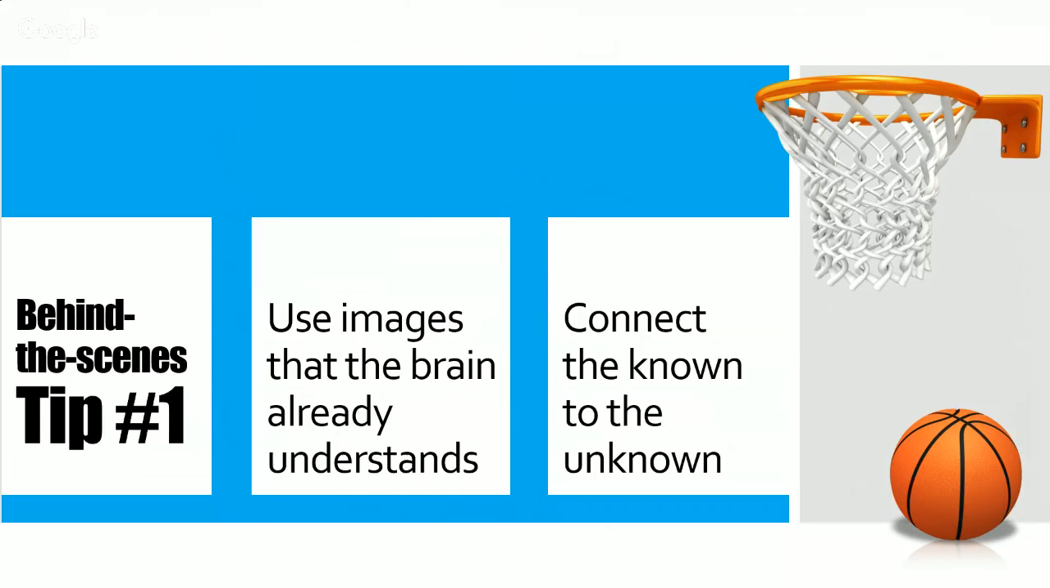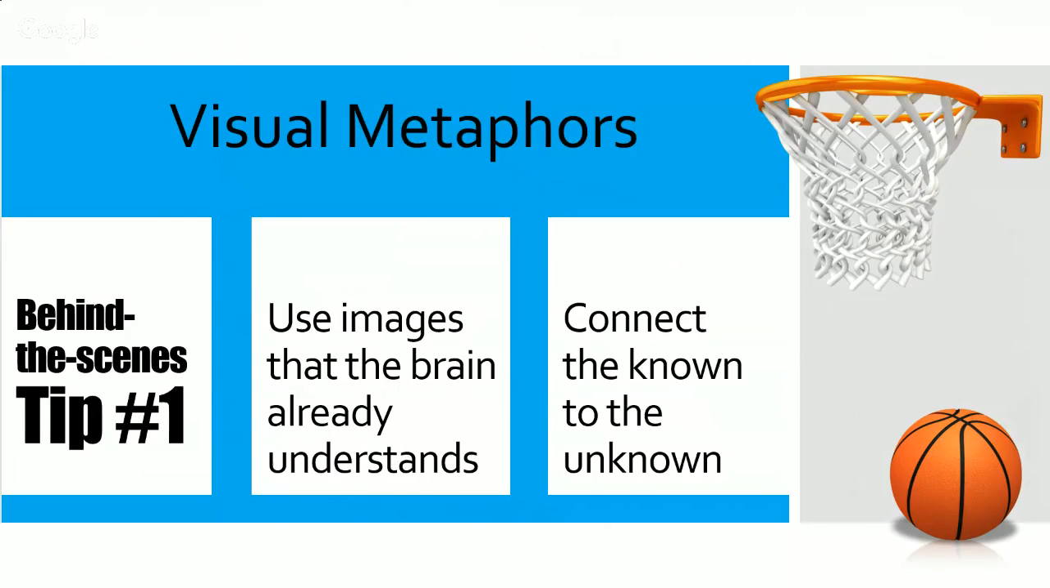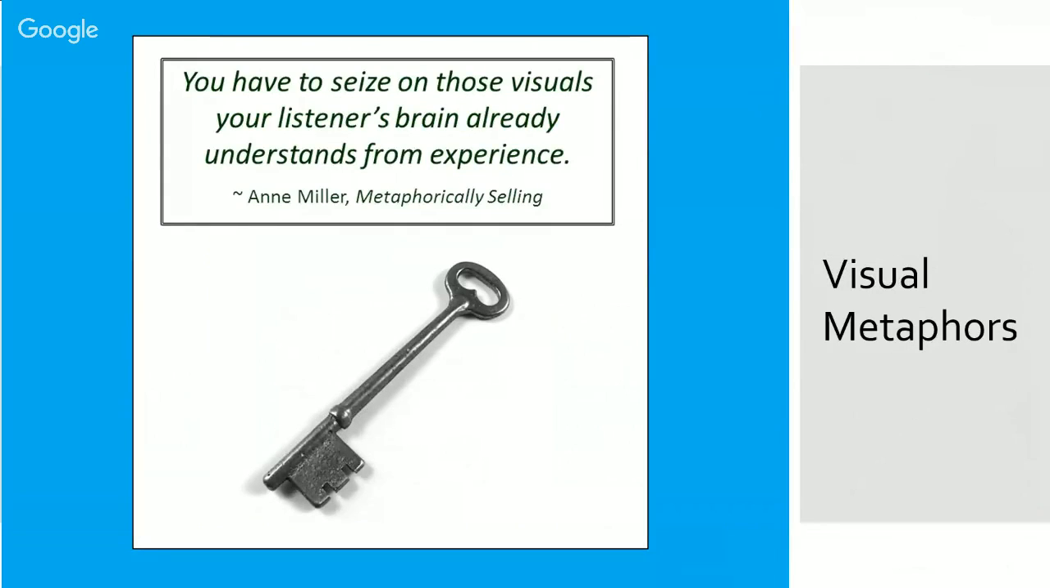So in this presentation, I've been using the basketball metaphor, and we also had some other metaphors about madness. But visual metaphors are very powerful for helping people understand and process your information. And here's a quote from a book that I highly recommend called Metaphorically Selling. Ann Miller says you have to seize on those visuals that your listener's brain already understands from experience. So the image I used here on this quote graphic is a key. Everybody knows what a key is and how it works. Even though our keys don't look like that anymore, we still know that that's a key and that it will unlock something, right?